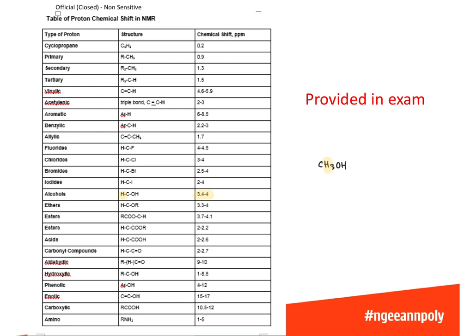Now, how about the H atom on the OH group? The hydroxylic hydrogen atom has an expected chemical shift ranging from 1 to 5.5 ppm. We notice that this is a very broad range, but the OH peak on the previous NMR spectrum of methanol falls within this range.